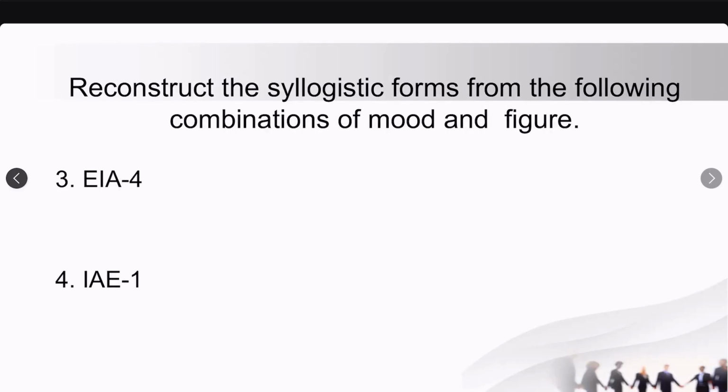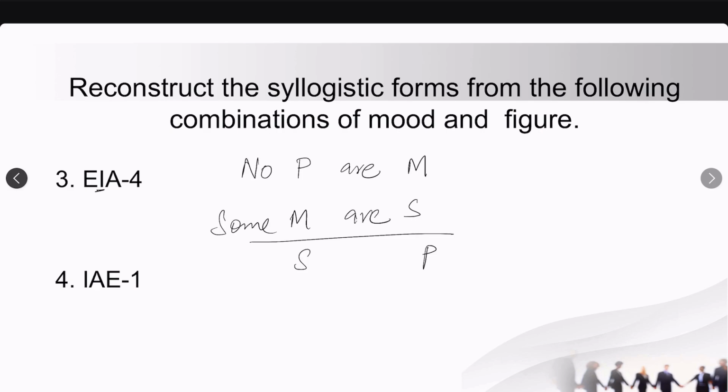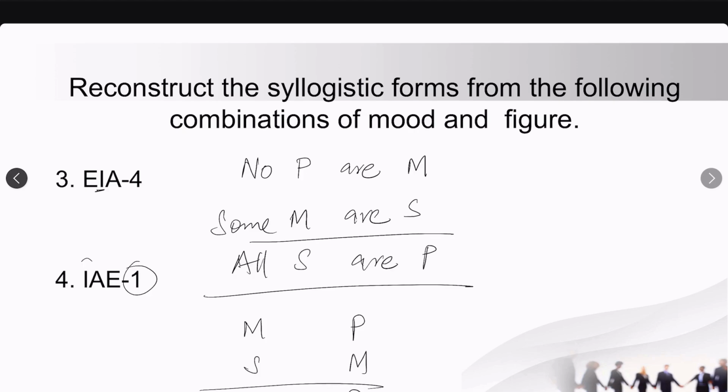Now moving to the next, we have the fourth figure, which comes as PM and then MS and then in the last you have S and P. So E means no P are M, I means some M are S, and then in the last we have all S are P. So this came into the form. So again for the first figure, M comes and then we have P and then S M and then S P. So first what you'll do, for the I proposition some M are P, next for the A proposition all S are M, and then for the E proposition no S are P. So this is how you have to solve.